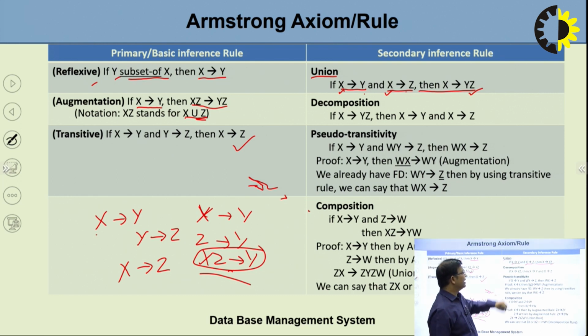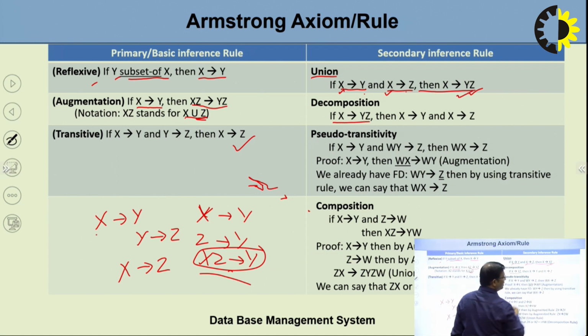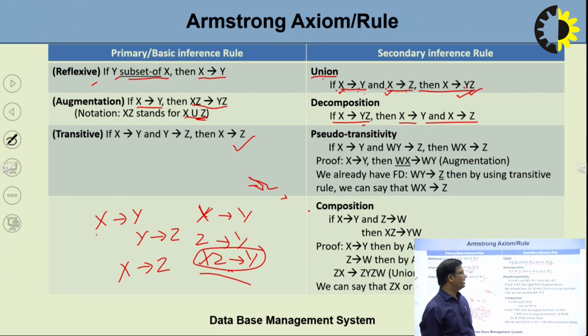Okay, next is decomposition. This union and decomposition are vice versa. If x tends to yz, given over here, since y is functionally dependent on x and z is functionally dependent on x, we should write x tends to y and x tends to z. This is the decomposition, the reverse of the union rule.